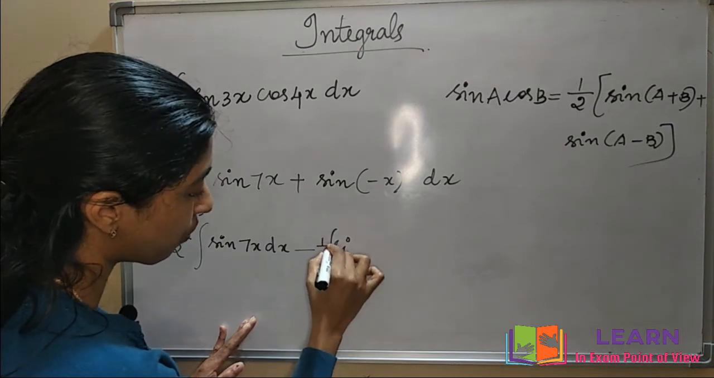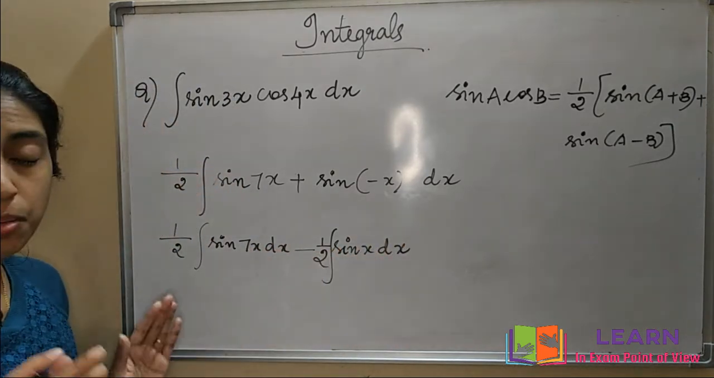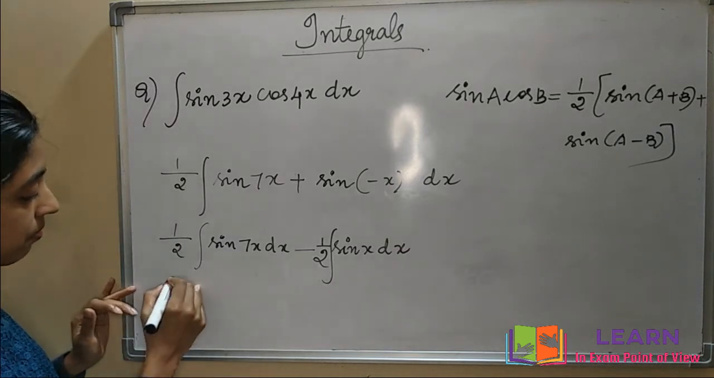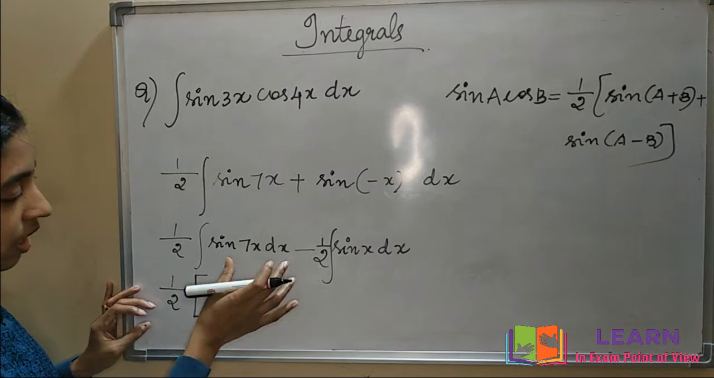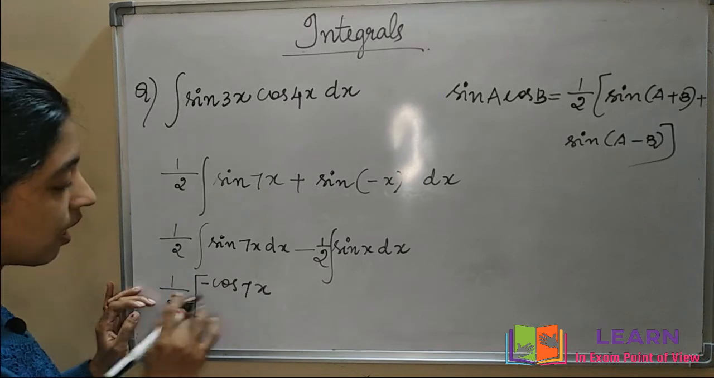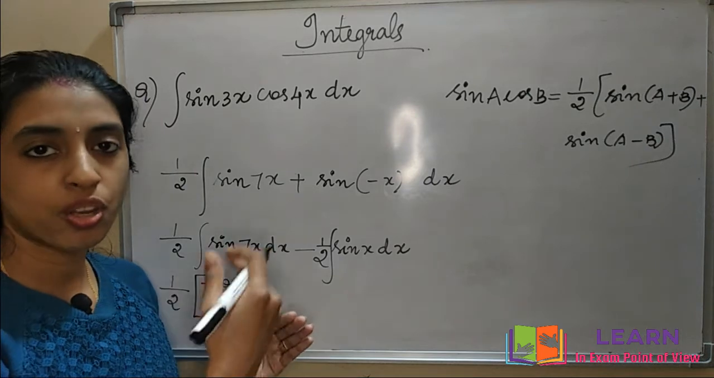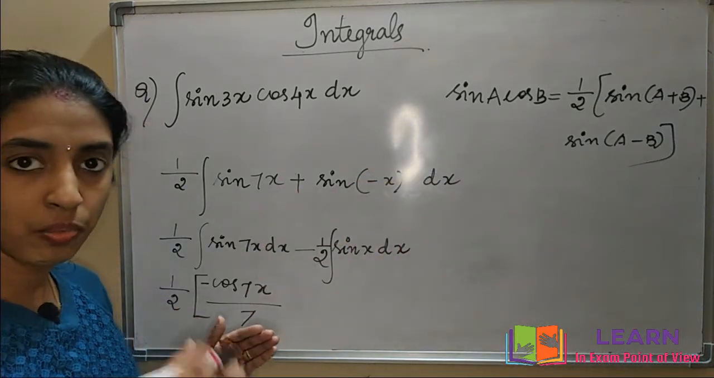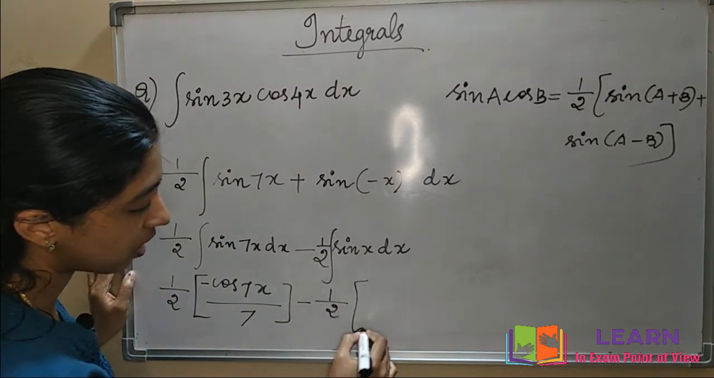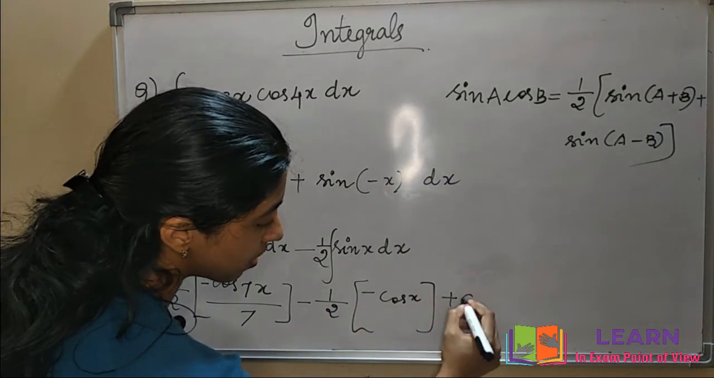Again integral, half is there, correct? Integral of sin x dx. Now we can integrate because we know the integral of sin x is minus cos x. So here half you can put. Integral of sin 7x is what? There will be a negative sign, negative cos 7x by 7. In differentiation, cos 7x gives into 7; in integration, by 7 will come. Then minus half again. Integrating sin x is minus cos x plus c.